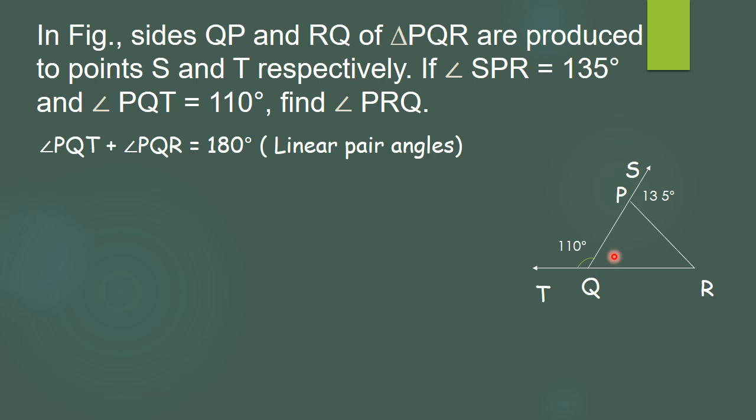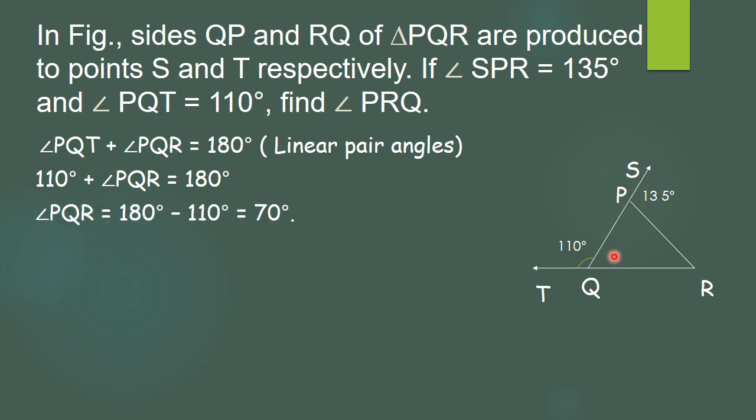Now angle PQT plus angle PQR is equal to 180, linear pair angle. PQT is given 110. So 110 plus PQR is 180. So PQR will be equal to 70. Now we get this as 70. Now this is an exterior angle.